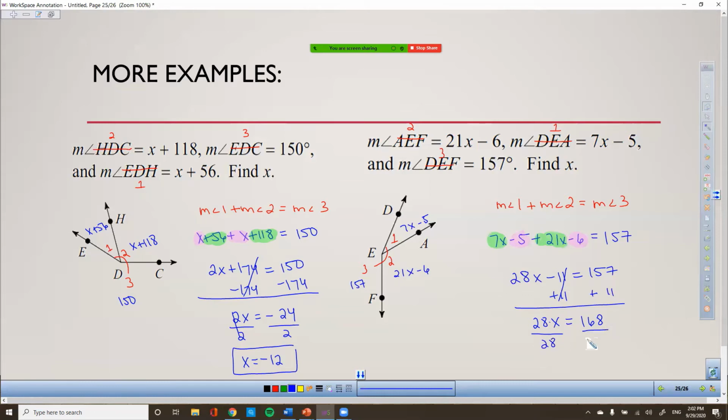And if I do it to one side, I've got to do it to the other side. And like that, this goes away, and I'm left with x equals 168 divided by 28. That actually gives me a 6. So in this case, x equals 6. And that's how we were able to solve for x here using my angle addition postulate.